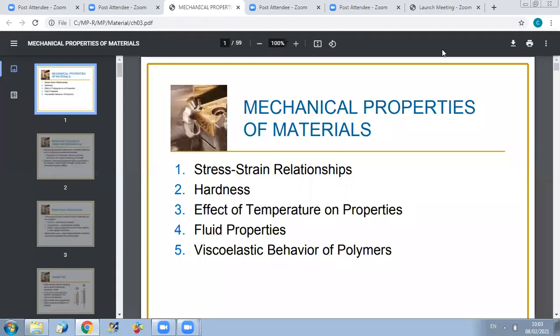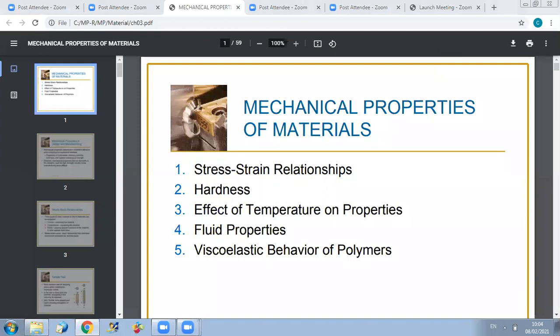We will start chapter 3, which talks about mechanical properties of materials. In this chapter, we will learn different stress-strain relationships in the case of tensile tests, compression tests, and shear. Second, we will see properties such as hardness of a material and how to determine it, and we'll study the effect of temperature on the properties of a material.